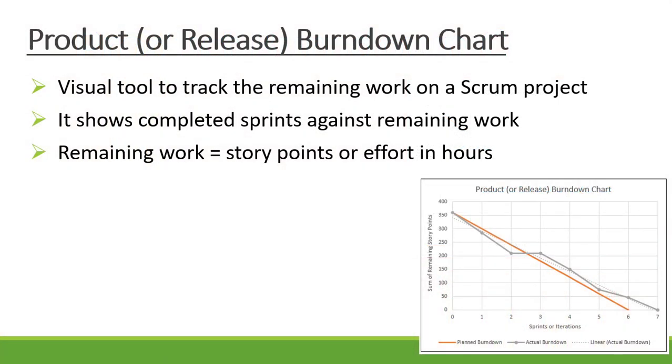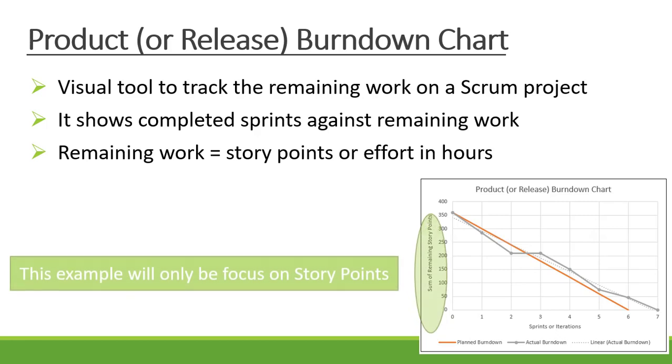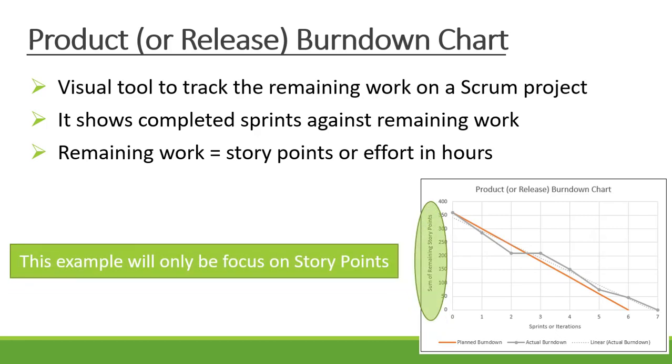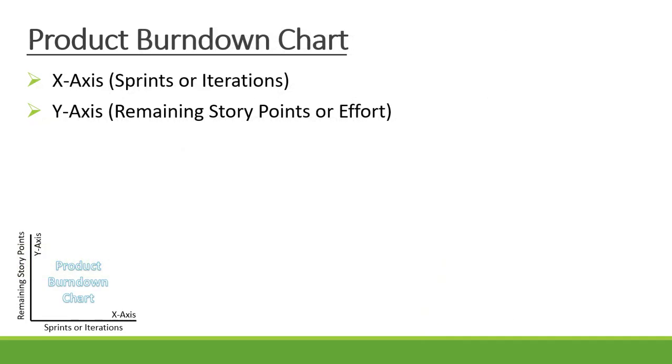Now, the product or release burndown chart is a visual tool to track the remaining work on a Scrum project. It shows the completed sprints against the remaining work, and the remaining work can be story points or effort in hours. For this example, we will only be focusing on story points. In the product burndown chart, the x-axis is your sprints or iterations, and the y-axis represents the remaining story points or effort.